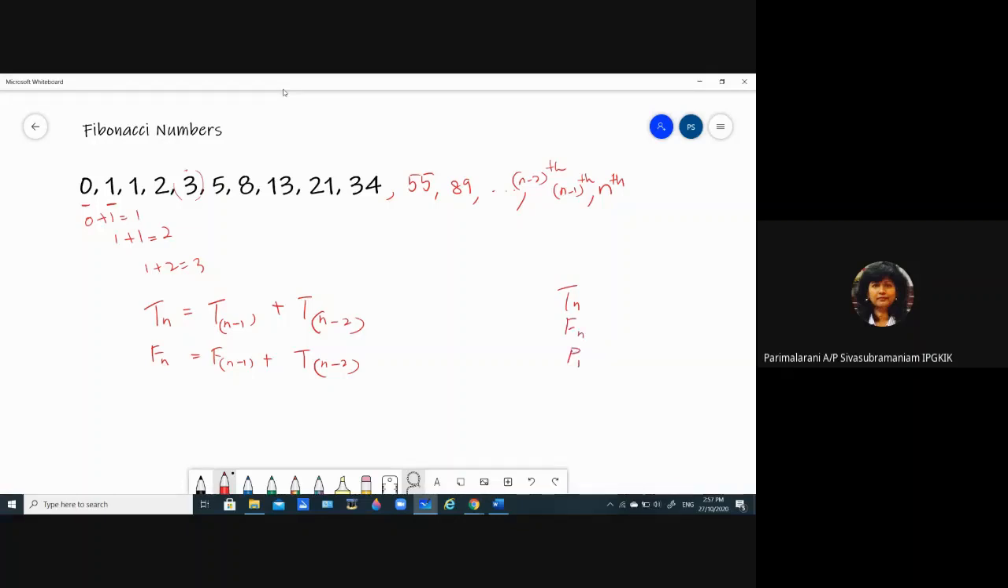We can use Pn, nth term for pentagonal numbers. Tn can also be used as the nth term for triangular numbers, or we can use Sn as the nth term for square numbers, or we can use everything as Tn. Okay?